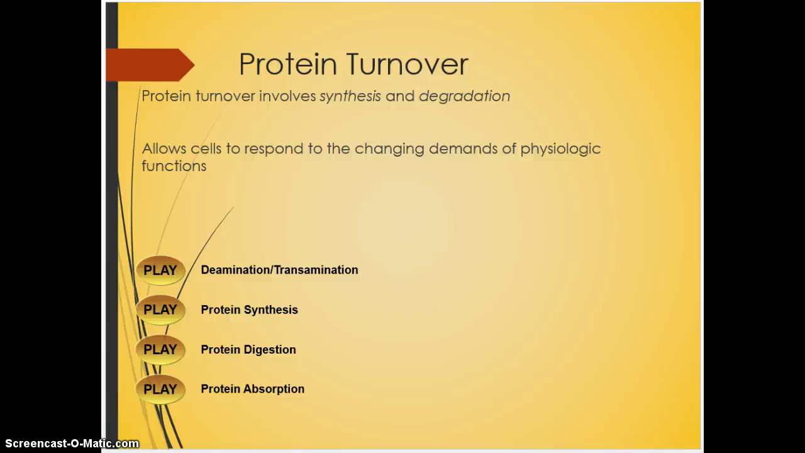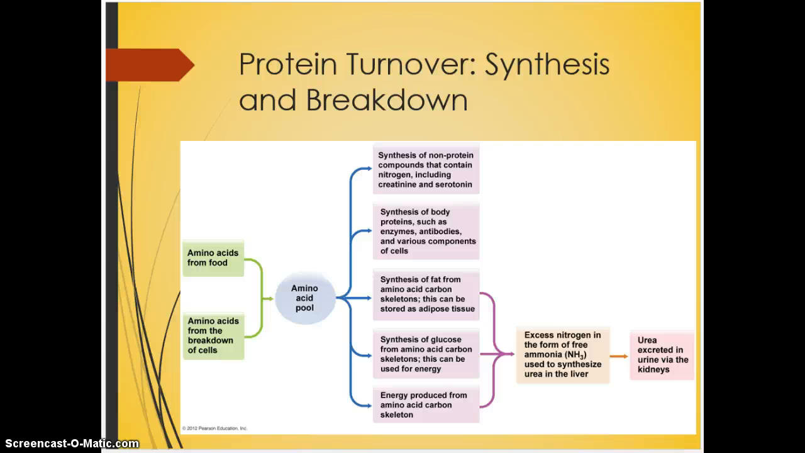So, for example, our skin cells only live for 30 days, so they must continually be replaced, and the amino acids and the proteins in our skin cells need to be continually made and degraded as a result of this. So protein turnover, as I said, involves two phases, the synthesis and the breakdown.